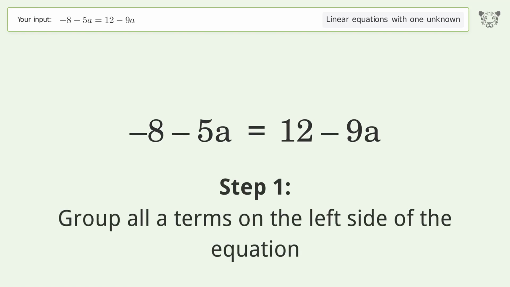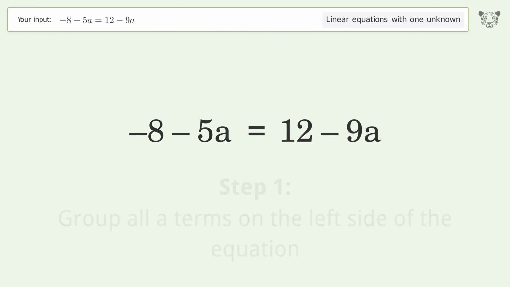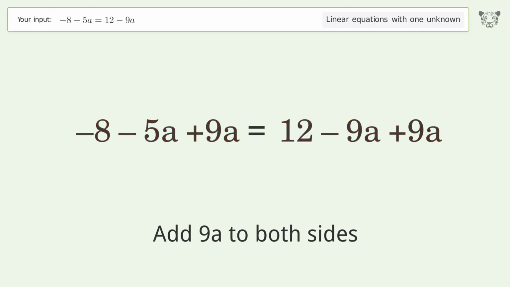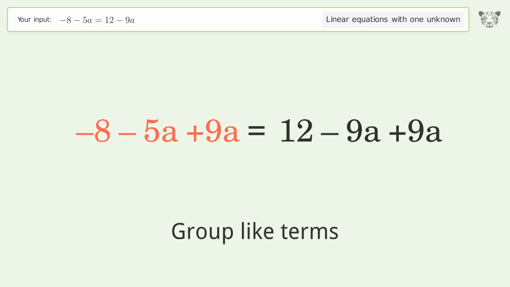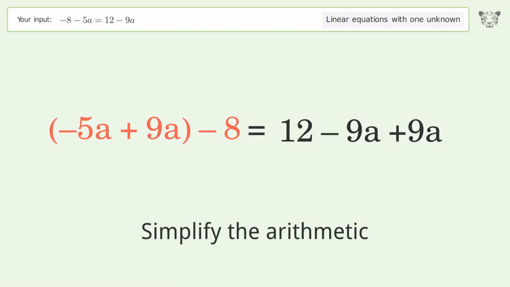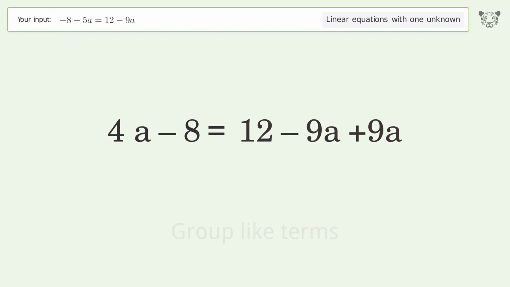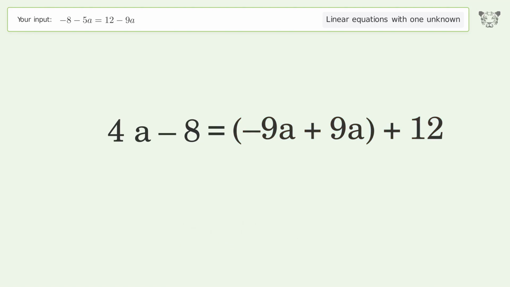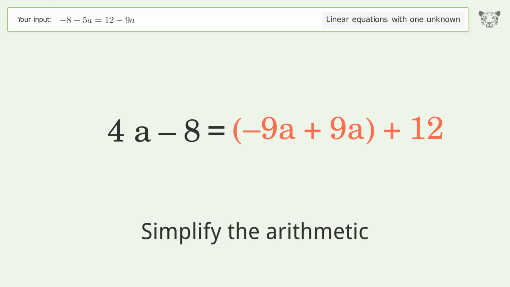Group all a terms on the left side of the equation. Add 9, 8 to both sides. Group like terms. Simplify the arithmetic. Group like terms. Simplify the arithmetic.